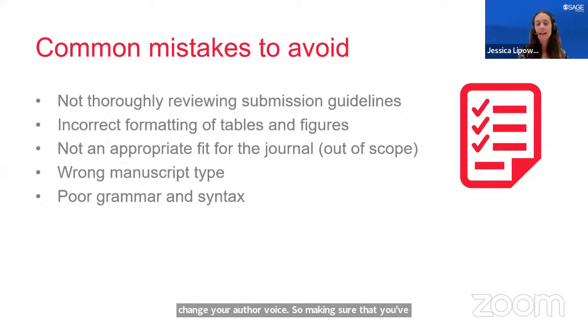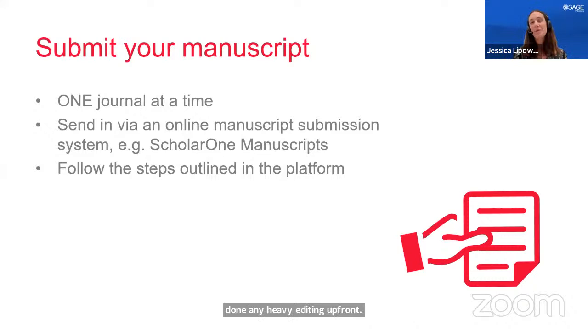Best practice is to submit to one journal at a time. Follow the submission guidelines in the platform that the journal uses. Here at Sage, we use SageTrack, which is powered by ScholarOne Manuscripts. And then you can follow the steps in the platform. I'm going to pause here. Derek and Melissa, is there anything that you wanted to add about the submission process briefly?